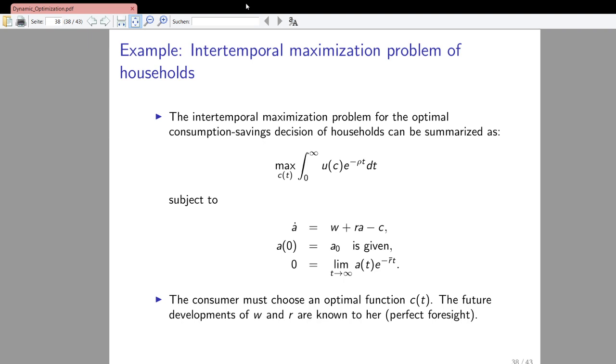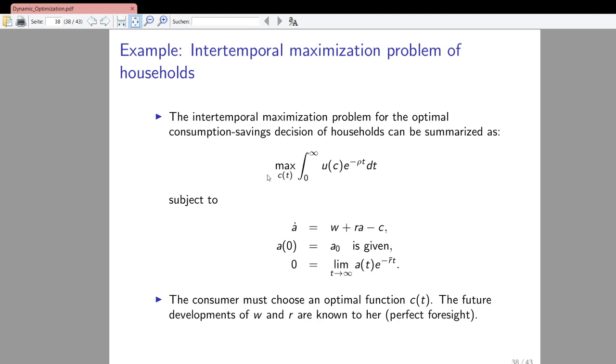Now, in this case, what we have is that households want to maximize their lifetime utility, which is the integral from time 0 up to infinity of instantaneous utility multiplied by the discount factor and integrated over time. And they maximize this by choosing an optimal consumption path. So that's the central difference with respect to static optimization. We do not choose just a single number as in static optimization. Instead, we choose a function over time that should be optimal.